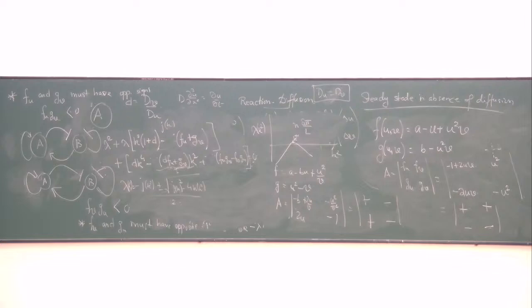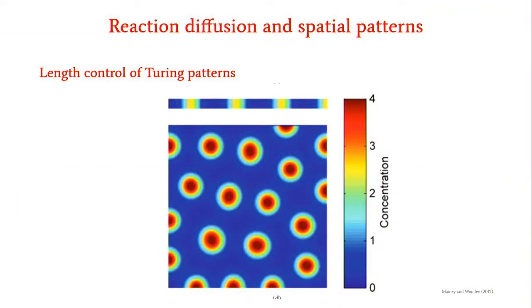The other thing, therefore, you can think of is that if there is some length control. So this is another example actually. So before I move on, this is the same example, but in 2D. So in 2D, I showed you the spot patterns, right? Yes.